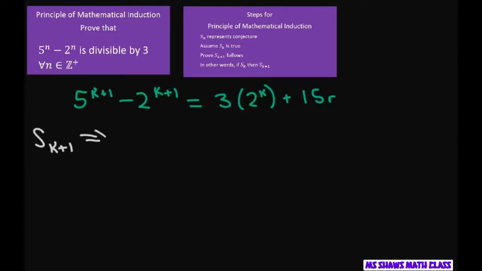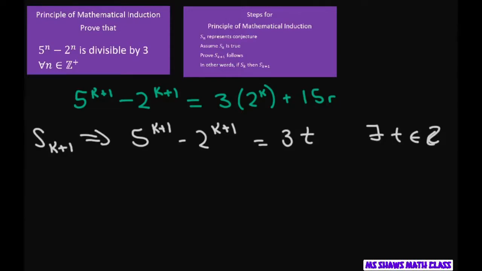Now let me write again what we had for our k plus 1. What we want it to look like is 5 to the k plus 1 minus 2 to the k plus 1 equals 3t for some integer t. Now, I want this to look like that. So I have the left-hand side okay, but I need to write this out.